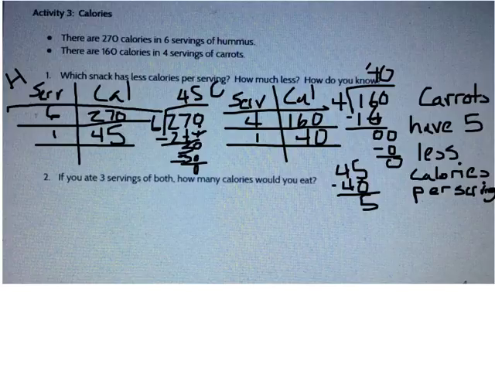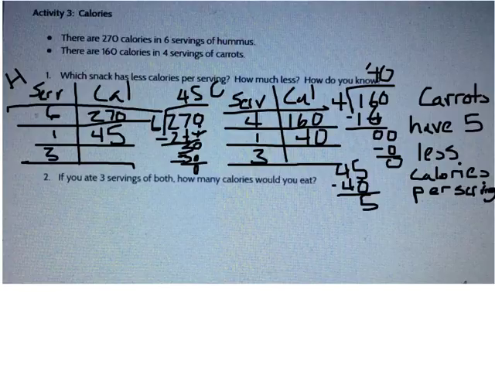If you ate 3 servings of both, how many calories would you eat? Well, first I have to start by finding the number of calories in 3 servings of hummus and the number of calories in 3 servings of carrots. Remember, I can multiply across by the unit rate. 6 times 45 is 270. 1 times 45 is 45. And 3 times 45 can be used to find the number of calories in 3 servings.